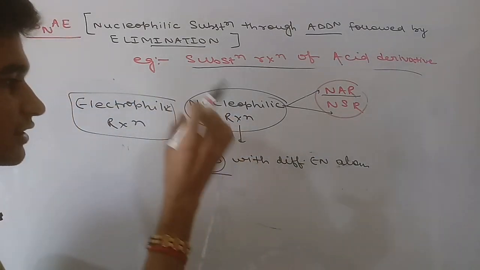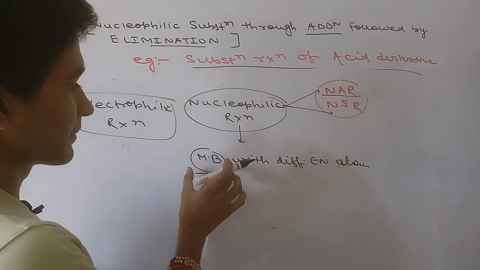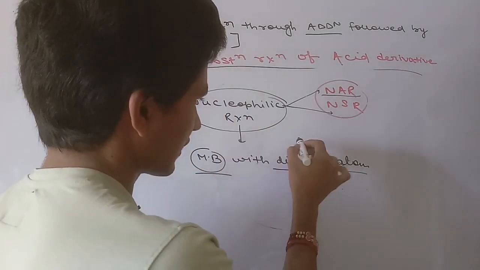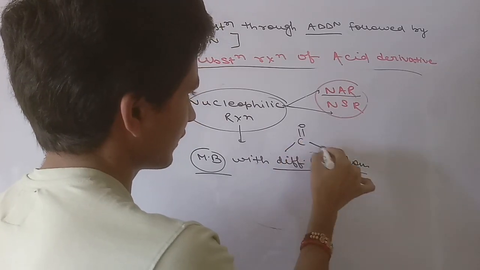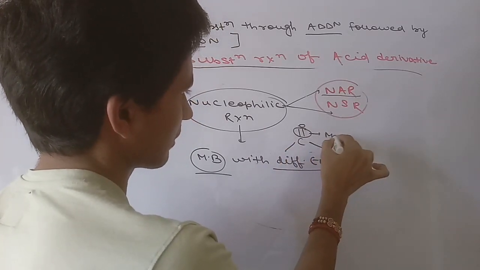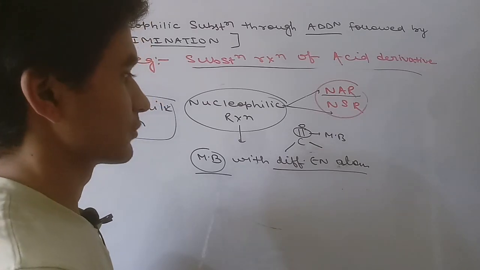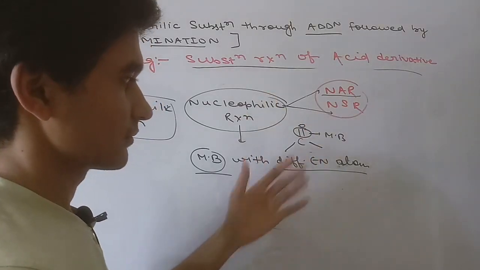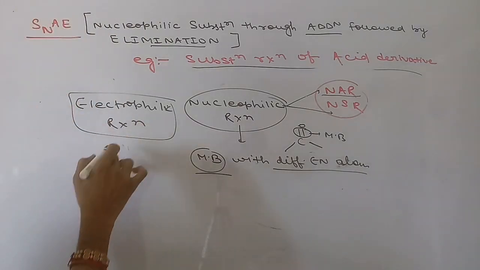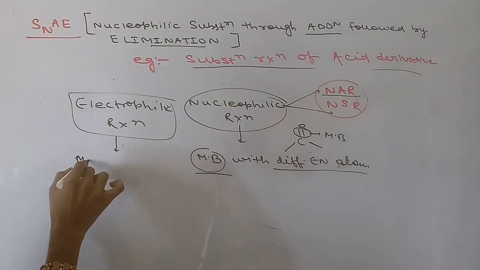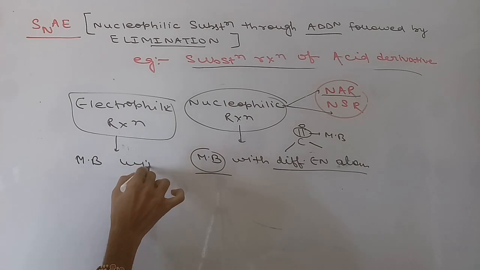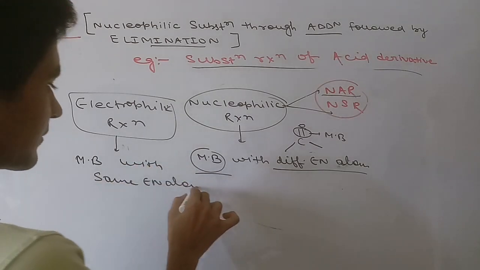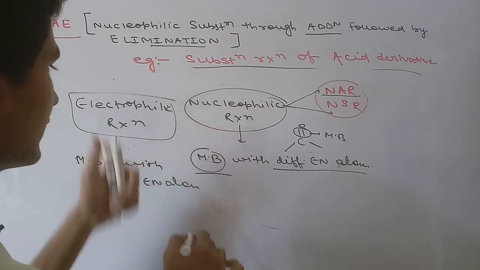Nucleophilic reaction occurs in those reagents which have a multiple bond with different EN atoms, like your carbonyl compound. See here, this is a double bond between two different EN atoms. Two different EN atoms means this is carbon, this is oxygen, and both have different EN. Now electrophilic reaction is shown by multiple bonds with the same EN atom. In those compounds you will find electrophilic reaction.